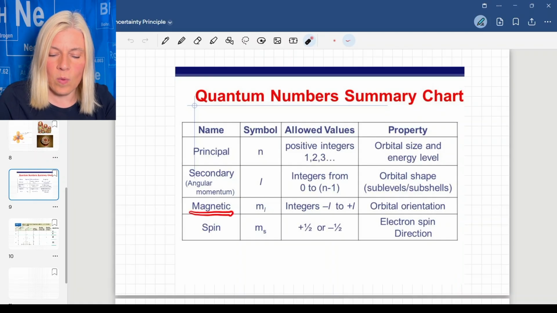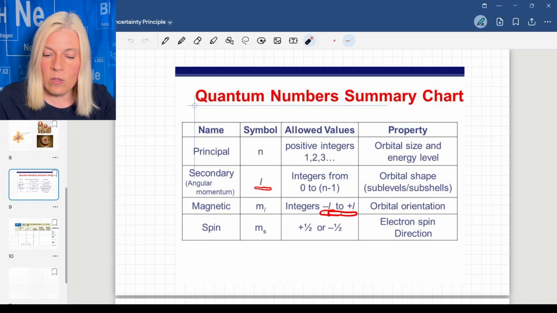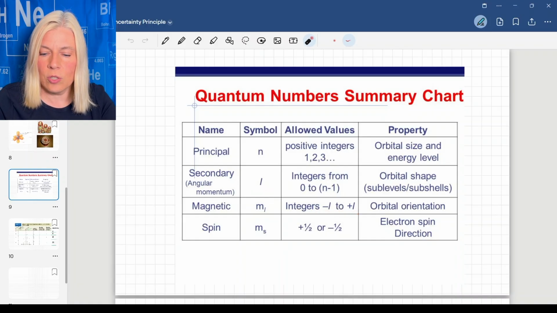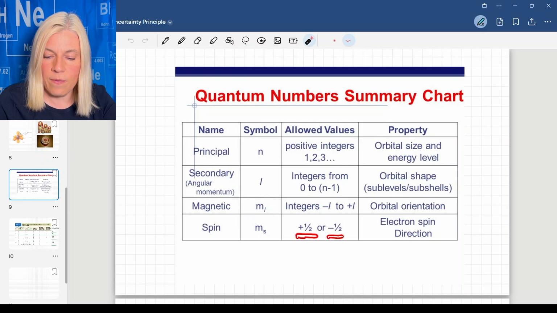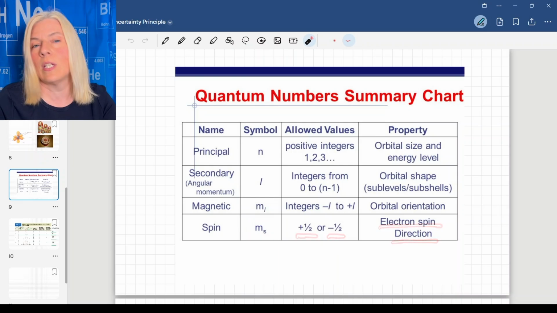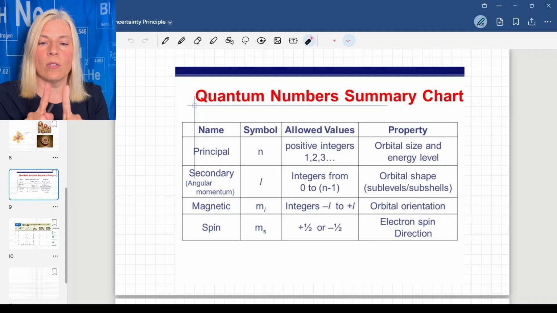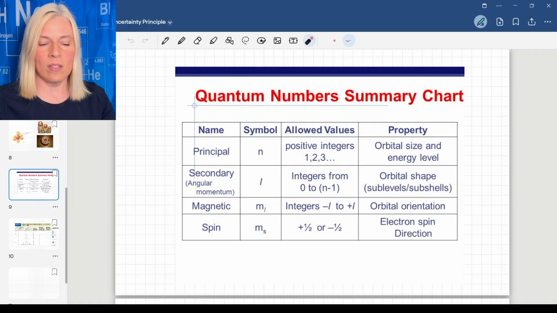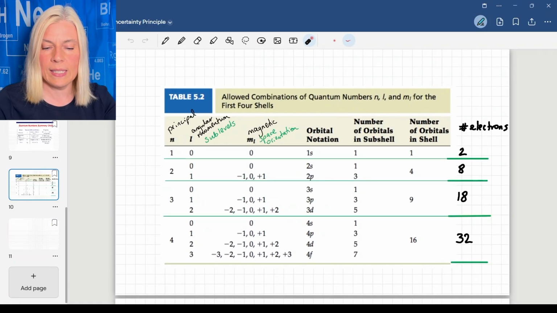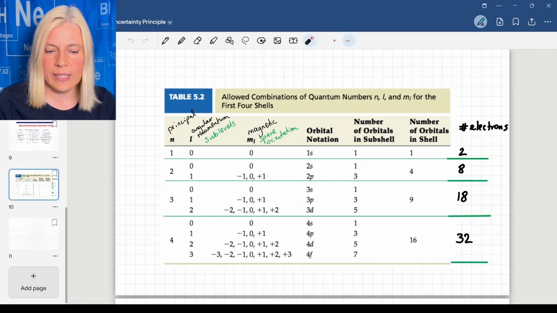Then he has the magnetic quantum number, m of L. It has to go from negative L all the way to positive L in whole number integers. That tells him orbital orientation, the 3D space orientation of an orbital. And then there's spin, which has to be either positive half or negative half, and this is electron spin direction. Think about this: you can spin this way, or you can spin this way. So electrons can spin. He comes up with this nice table that summarizes it.